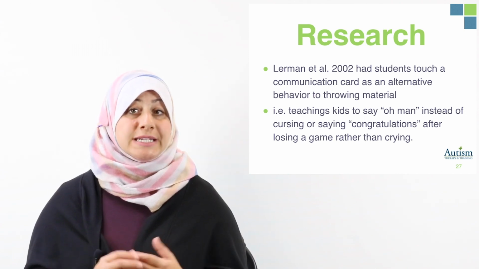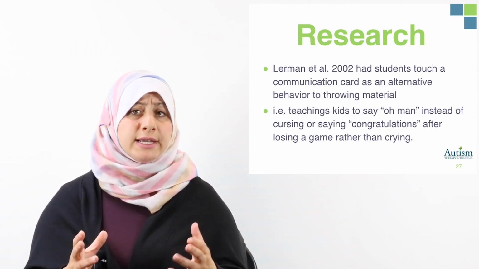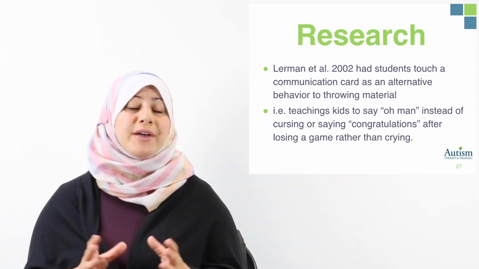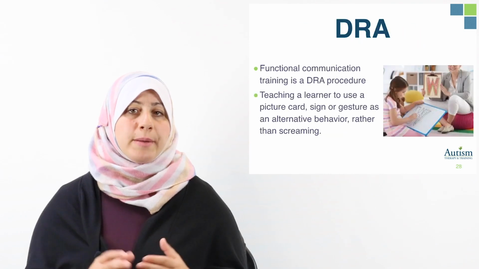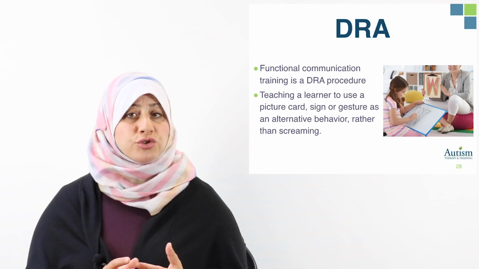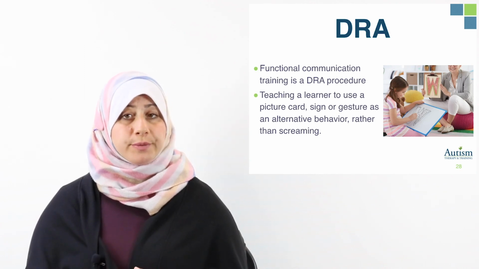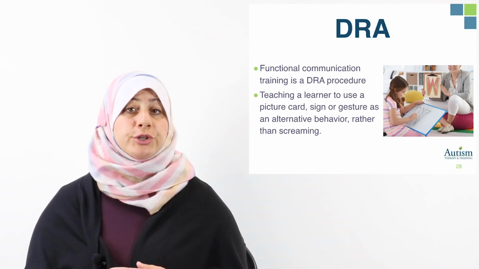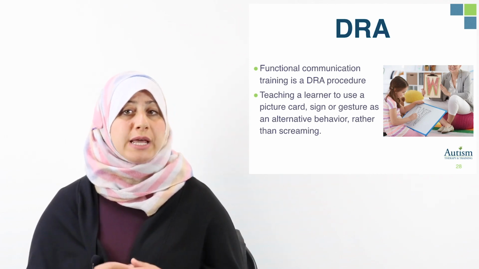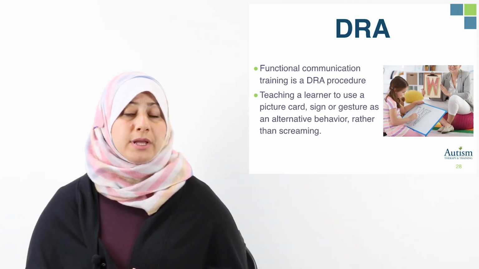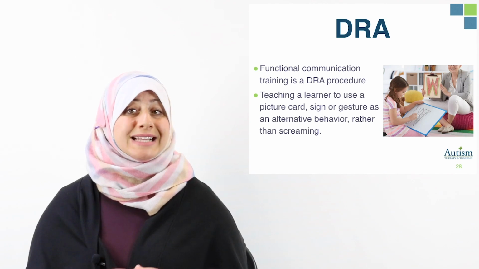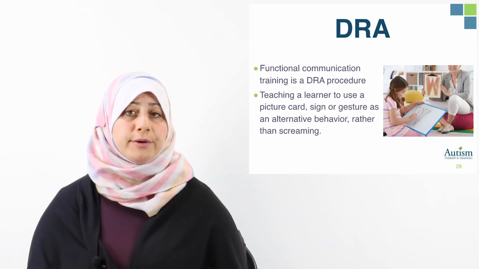For example, teaching kids to say, "Oh man," instead of cursing, or saying "congratulations" after losing a game rather than crying. Remember, we discussed functional communication training. Functional communication training is a DRA procedure. Teaching a learner to use a picture card, sign, or a gesture as an alternative behavior rather than screaming. A DRA procedure uses a replacement skill and reinforces that skill rather than the problem behavior.